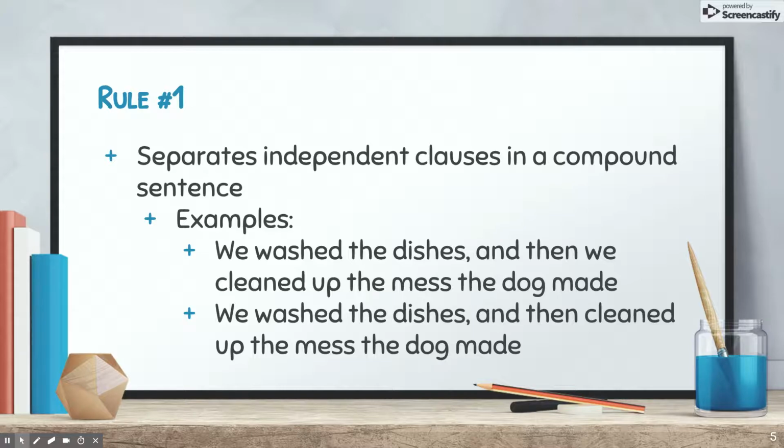So which of these following sentences is incorrect? The first option is, we washed the dishes, and then we cleaned up the mess the dog made. Or is it the second option? We washed the dishes and then cleaned up the mess the dog made. For this particular example, option 2 is incorrect because there's only one subject, not 2 independent clauses, whereas the first option has an independent clause that can stand by itself.